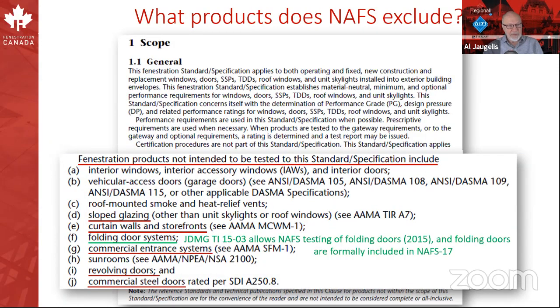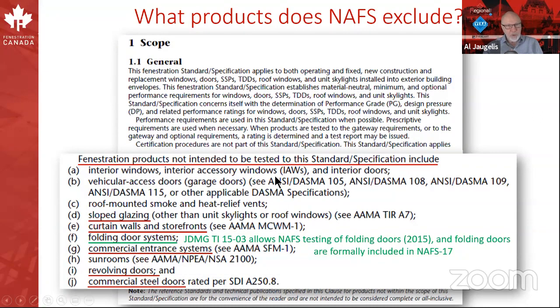You'll notice that in the initial published version of NAFS 11, it excluded folding door systems. But in 2015, the Joint Document Management Group of the three associations, AMA, CSA, and WDMA, who published the standard, issued a technical interpretation changing that and allowing NAFS testing of folding doors. And folding doors are included formally as a product type in NAFS 17. So they're definitely, you can and should test them to this standard. They're not excluded, is what I'm trying to say.